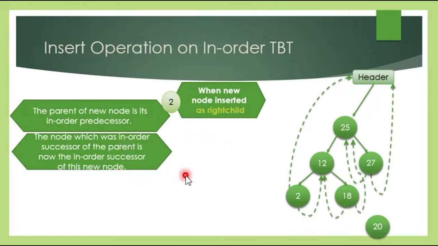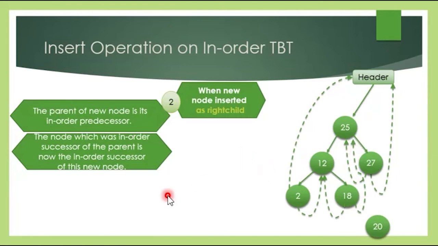To understand this statement, let's traverse the tree in order. The in order traversal will be 2, 12, 18, then 20. So the parent is the in order predecessor of the new node, and the in order successor is nothing but 25, and the address of 25 is already present in the right pointer of the parent node. The in order predecessor is the parent node itself. The in order successor of the new node is the right field of the parent node.